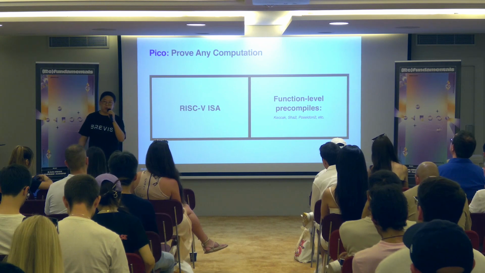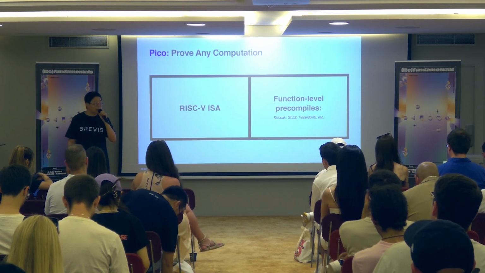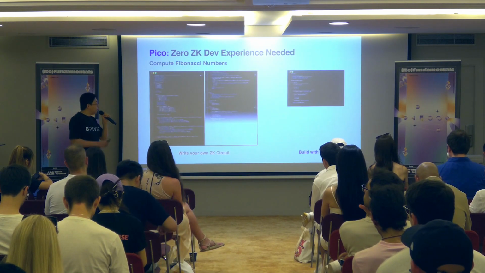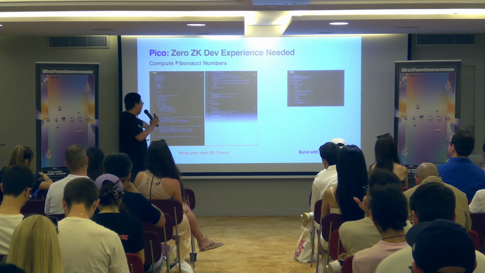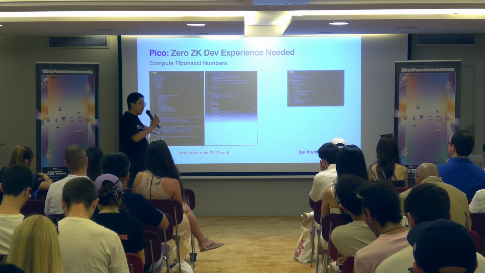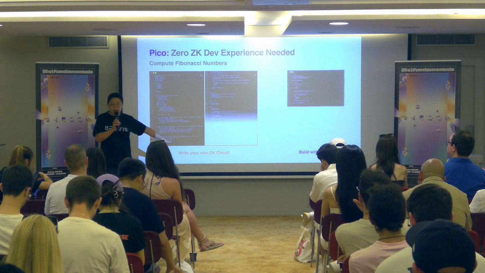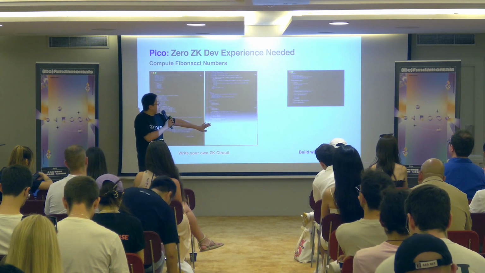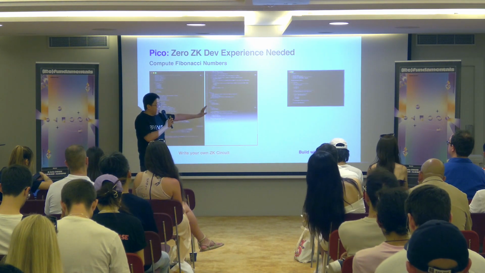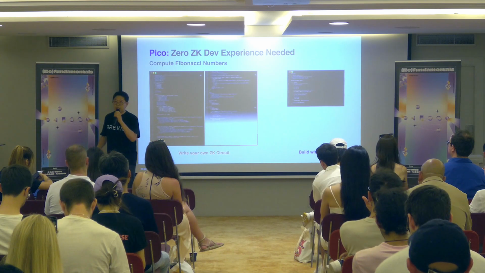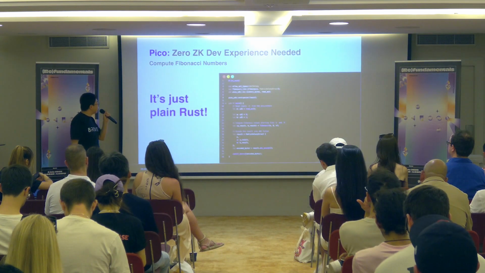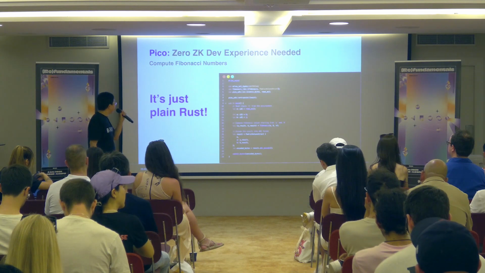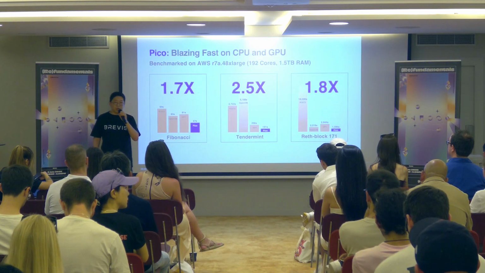Pico ZK VM is a generalized ZK VM running on the RISC-V instruction set with function level precompiles, which allows you to prove really arbitrary computation. First of all, Pico is extremely developer friendly. This is how you would write an application in just a raw ZK circuit, because ZK development is quite hard. But this is how you can write the same Fibonacci computation in Brevis. The reason for this developer friendliness is that after all, you're just writing in plain Rust.